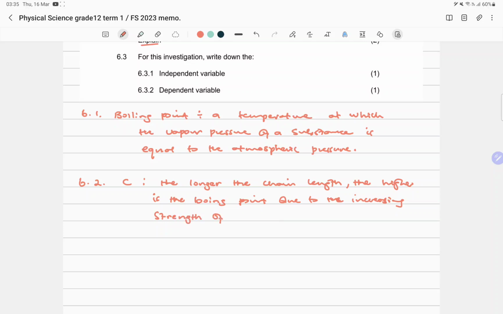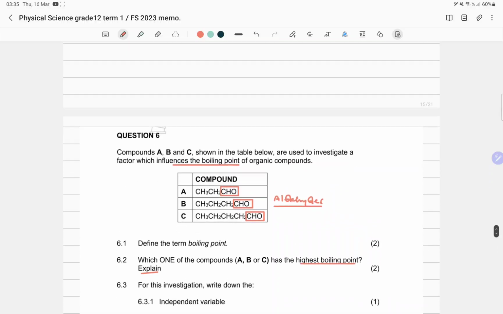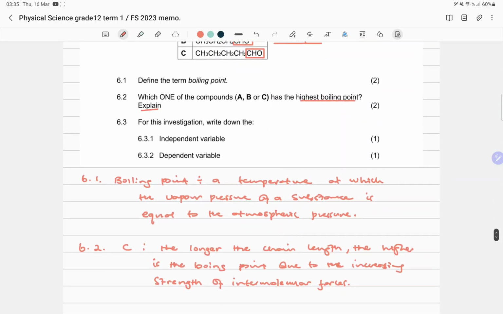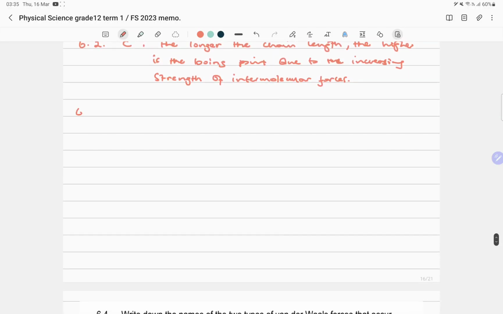Increasing strength of intermolecular forces. I think this is more complete. The longer the chain length, the higher is the boiling point due to the increasing strength of intermolecular forces. I think that one is more complete.